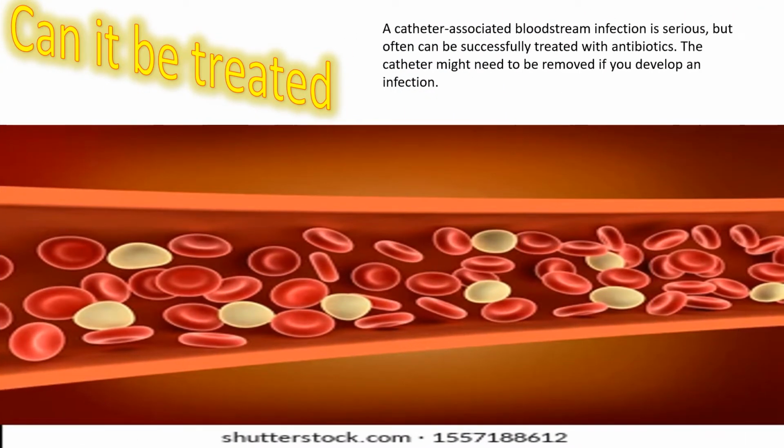Can it be treated? A catheter-associated bloodstream infection is serious, but often can be successfully treated with antibiotics. The catheter might need to be removed if you develop an infection.